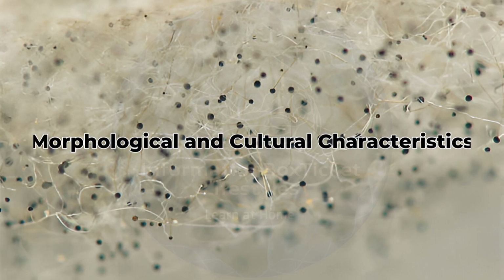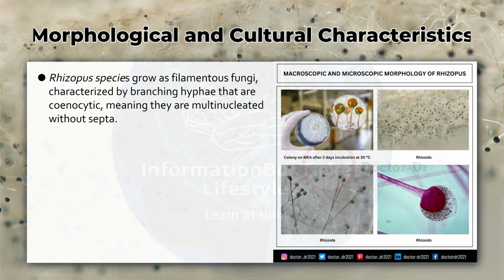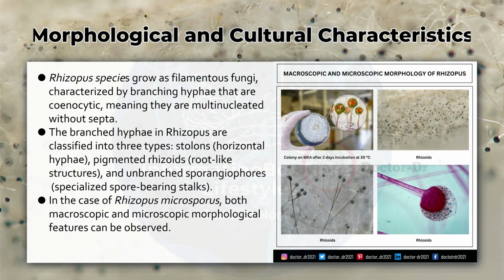Morphological and cultural characteristics of Rhizopus spp. Rhizopus species grow as filamentous fungi, characterized by branching hyphae that are coenocytic, meaning they are multinucleated without septa. The branched hyphae in Rhizopus are classified into 3 types: stolons, horizontal hyphae, pigmented rhizoids, root-like structures, and unbranched sporangiophores, specialized spore-bearing stalks. In the case of Rhizopus microsporus, both macroscopic and microscopic morphological features can be observed.